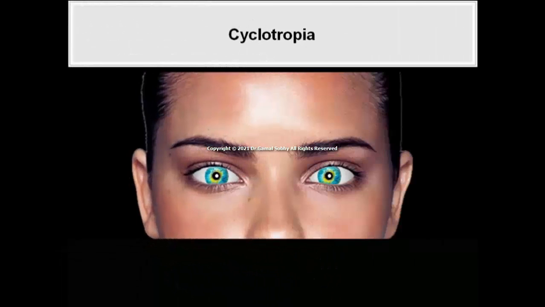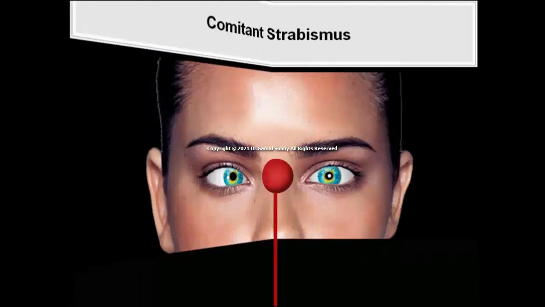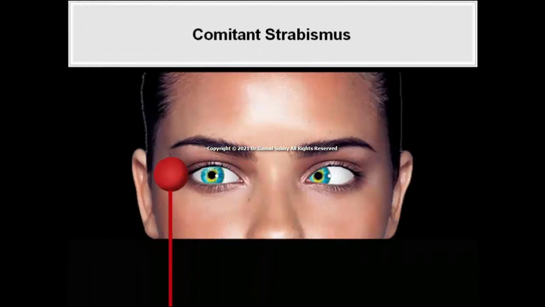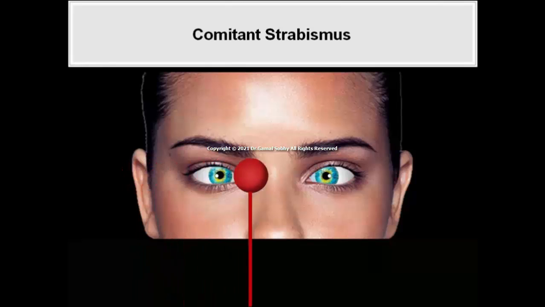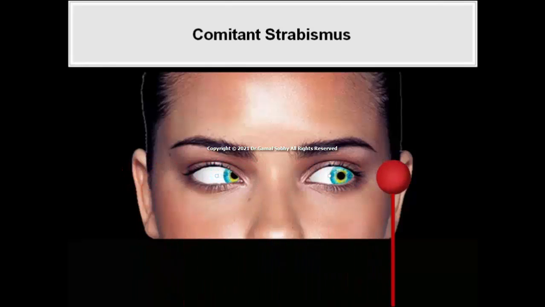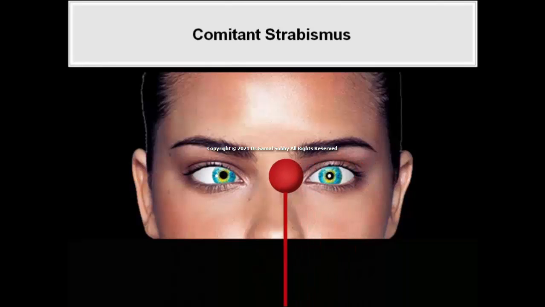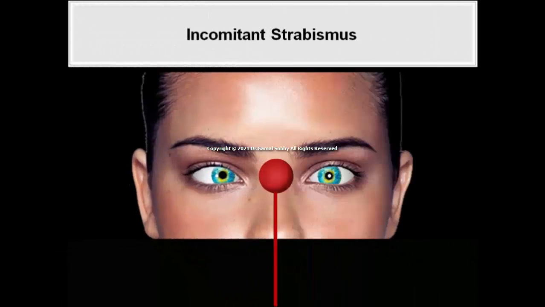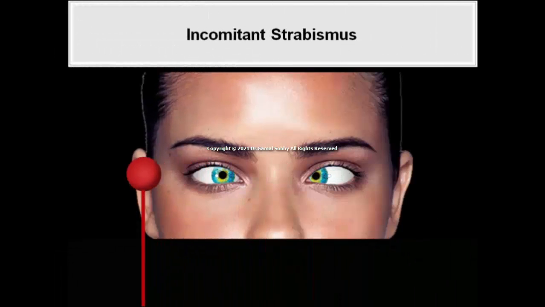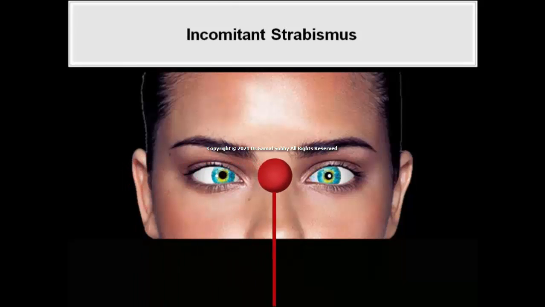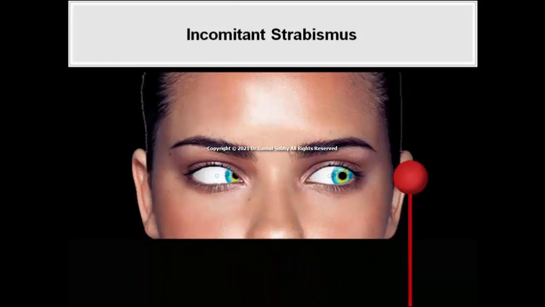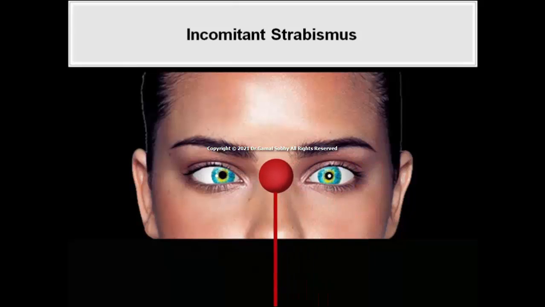Cyclotropia is a misalignment of the eyes around the sagittal axis. This produces clockwise or counterclockwise rotations of the globe. Strabismus may occur in one of two major forms. 1. Comitant strabismus, where the deviation is the same in all directions of gaze. 2. Incomitant strabismus, where the deviation varies in different directions of gaze.